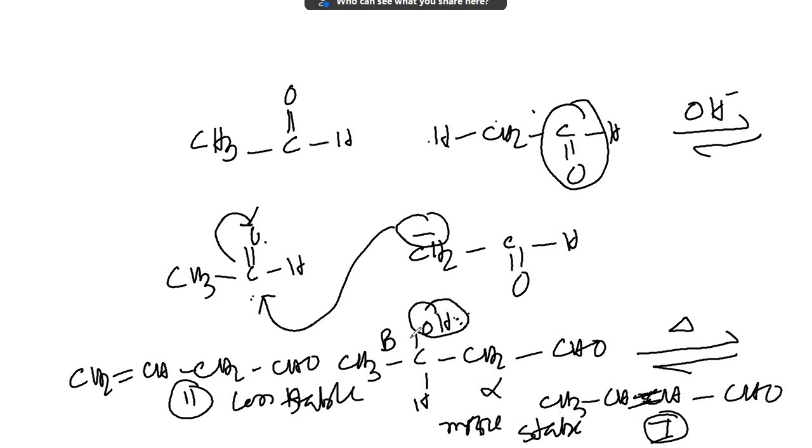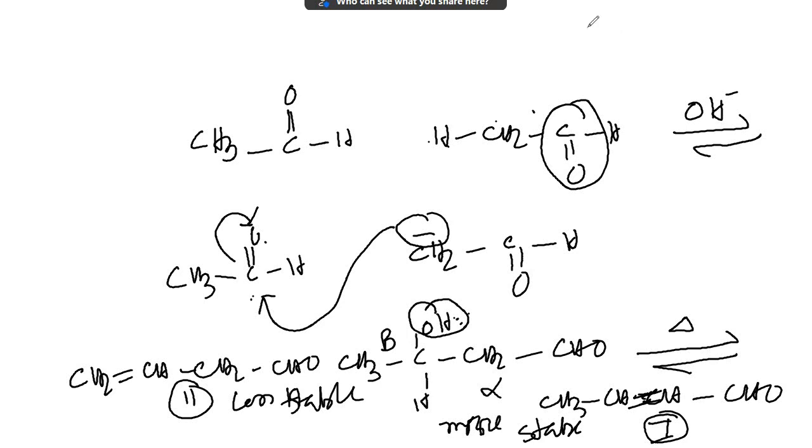So the major product will be but-2-en-1-al, and the minor product would be but-3-en-1-al. But-2-en-1-al is the major one because the two double bonds are conjugated, so it will be more stable. So in the Aldol condensation reaction of the same carbonyl molecule, it forms two products, one major and one minor. If I take two different carbonyl molecules, in this case 4 products are obtained.